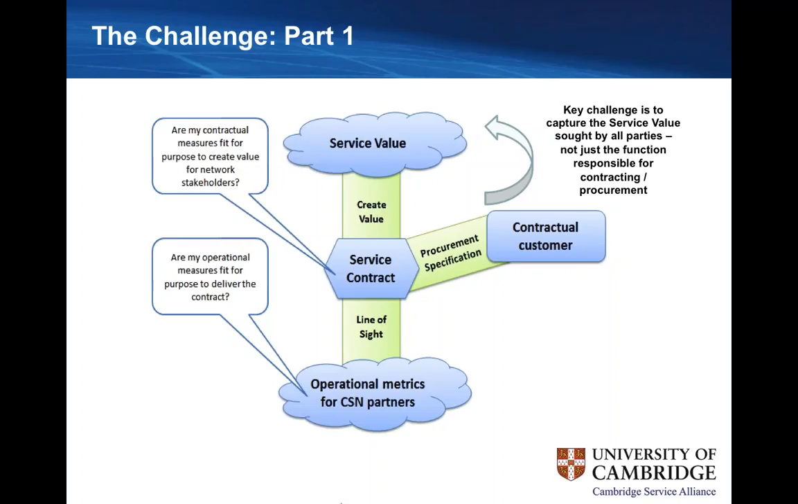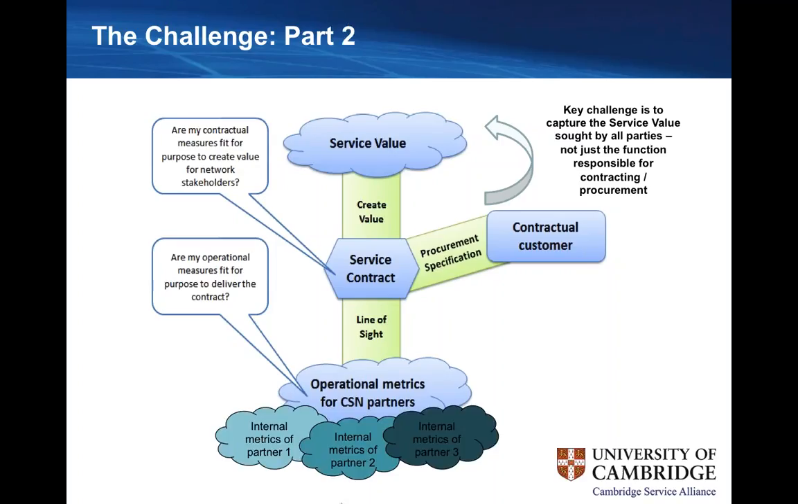And then the second question you have to ask is, how do we track whether we are both delivering the service that the contractor requires, as well as delivering the service that the recipient requires? That's further complicated in the case of some of the complex services that we've been looking at, because of course there's not just one partner involved in the delivery of this service.